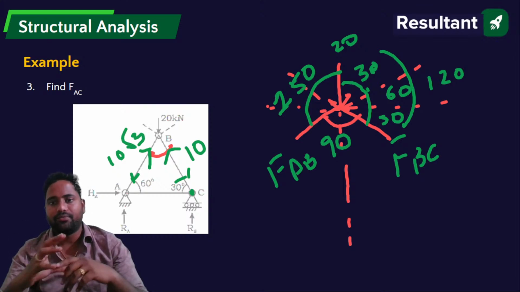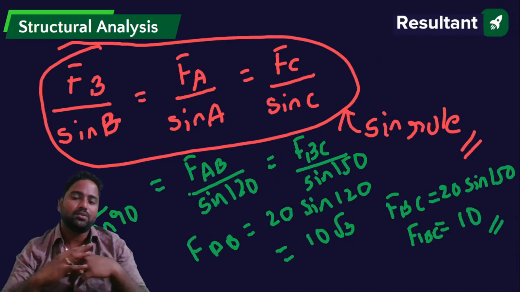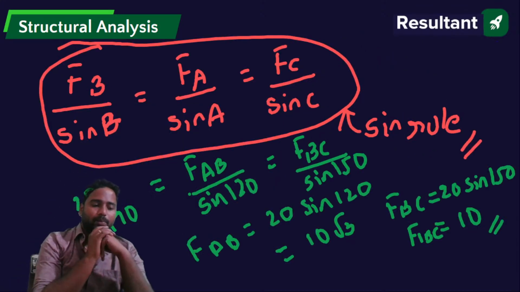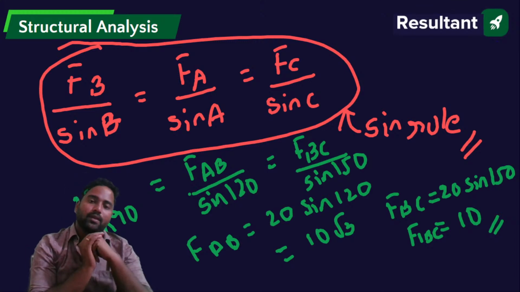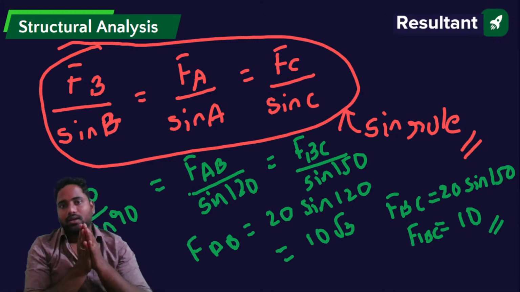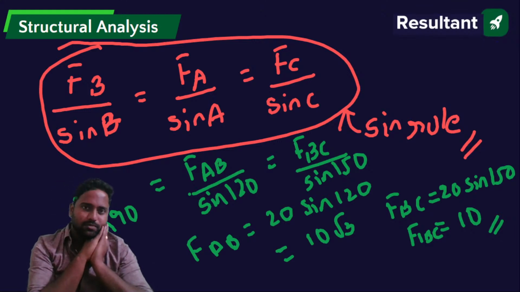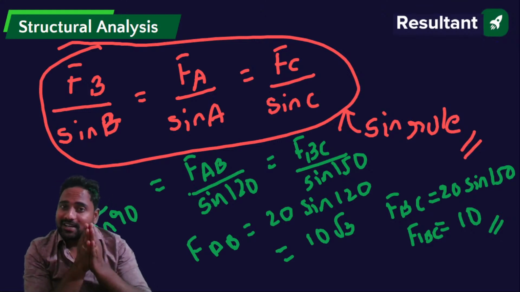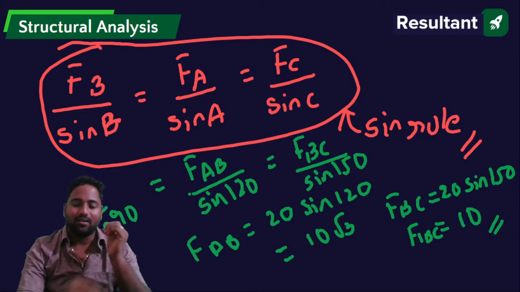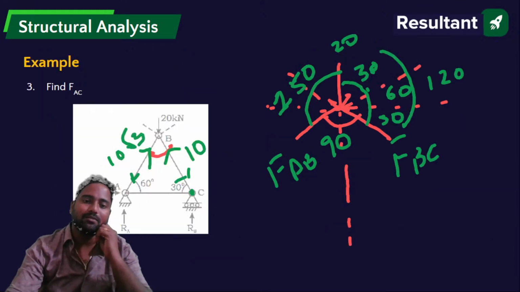Opposite angles, like FB upon sine B equals FA upon sine A equals FC upon sine C. So by using this, our major idea is to find out the forces in the members, and all these stresses are determinate stresses. See here, all these are stable and determinate.